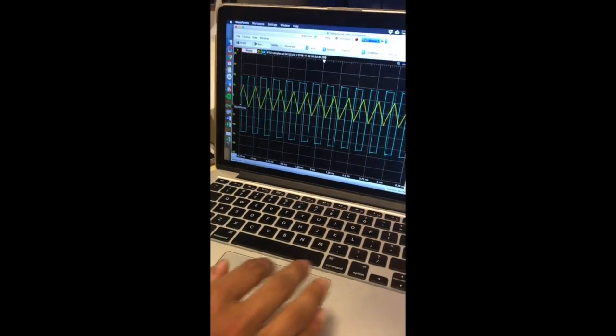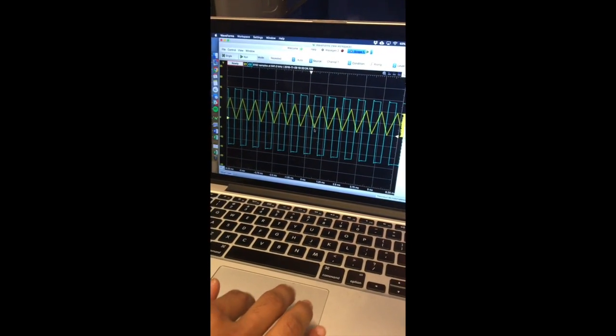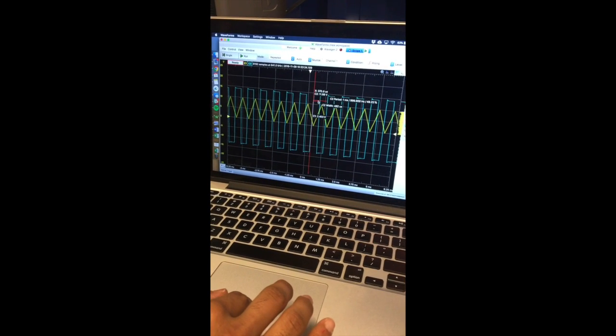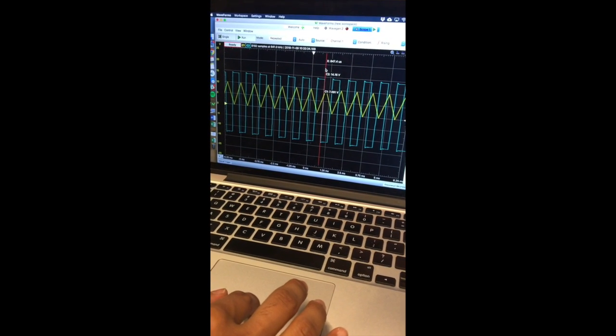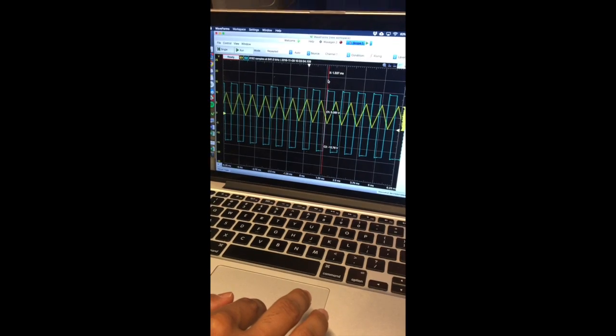So here is some of our output data. I paused it so that we can see it more clearly. And as you can see, the transitions are at 7 volts and 3 volts.